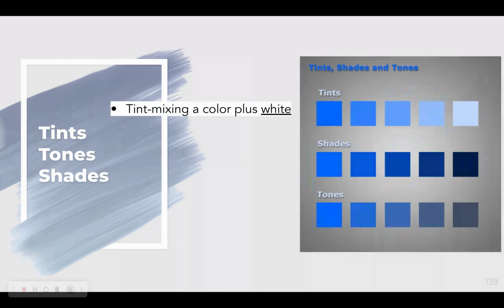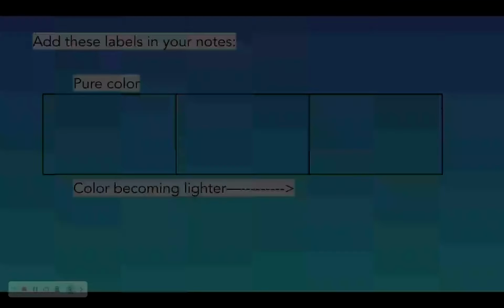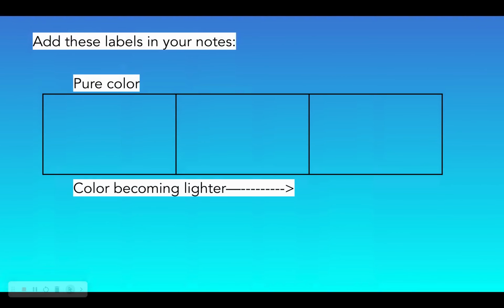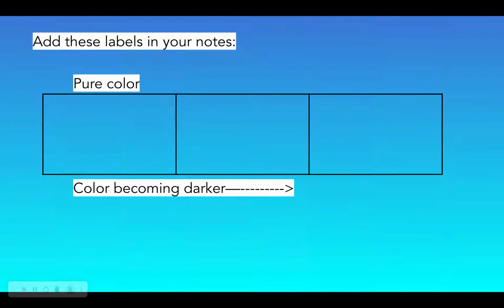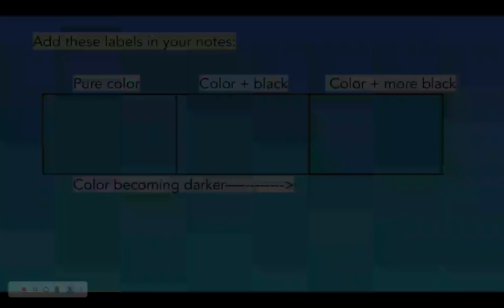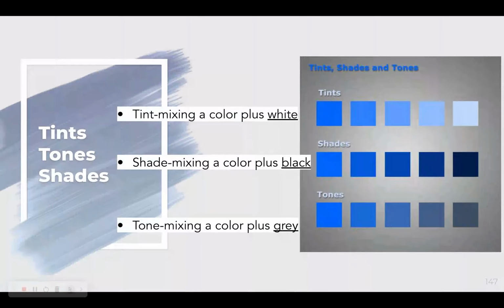To create a tint, we're mixing a color plus white. To create a shade, we're mixing a color plus black. And to create a tone, we're mixing a color plus gray. This makes it more gray or more dull, less intense.